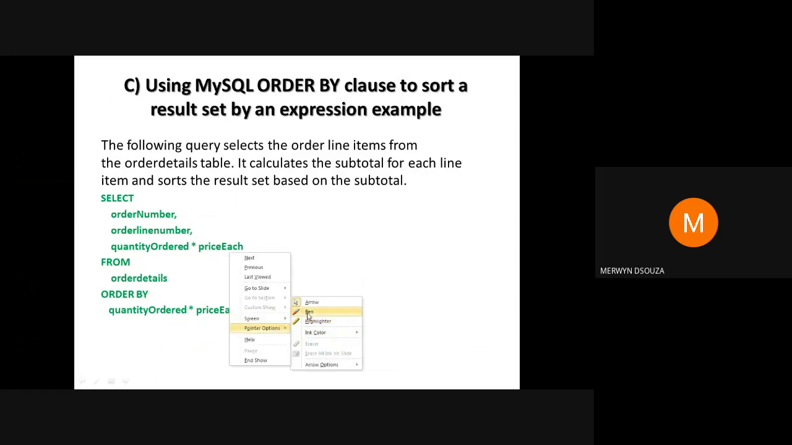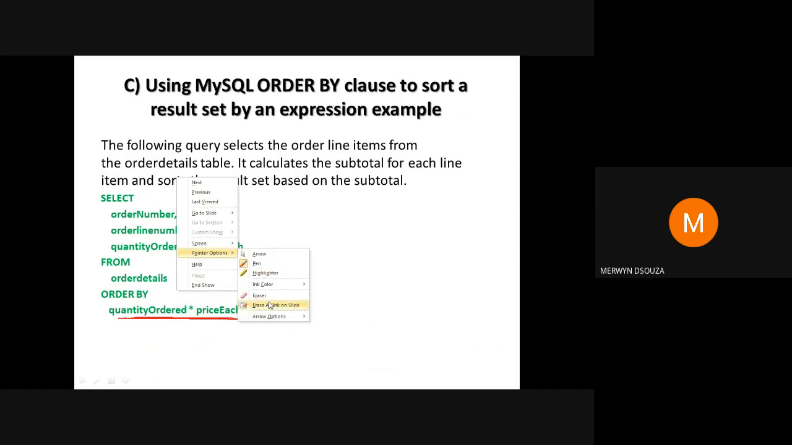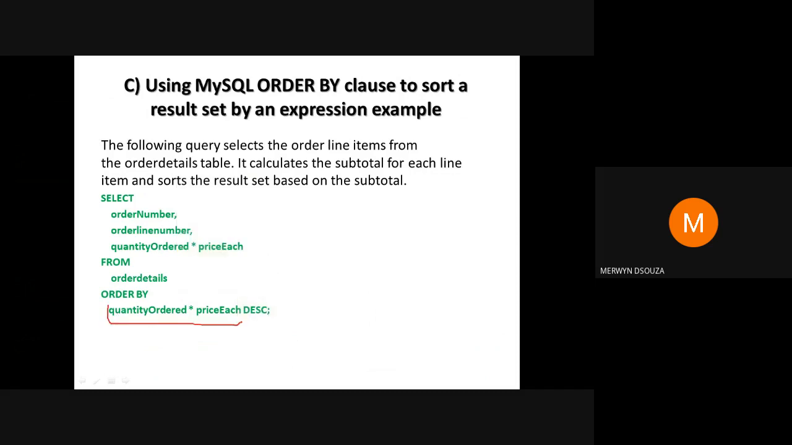So what we are doing is displaying the order number, the order line number, and the quantity ordered into the price each, from the order details table, and we are sorting by this column, which is an expression. So you can write an expression like this: quantity ordered into price each, and this data will be displayed in descending order. You could write an expression here and sort that in descending or ascending order.